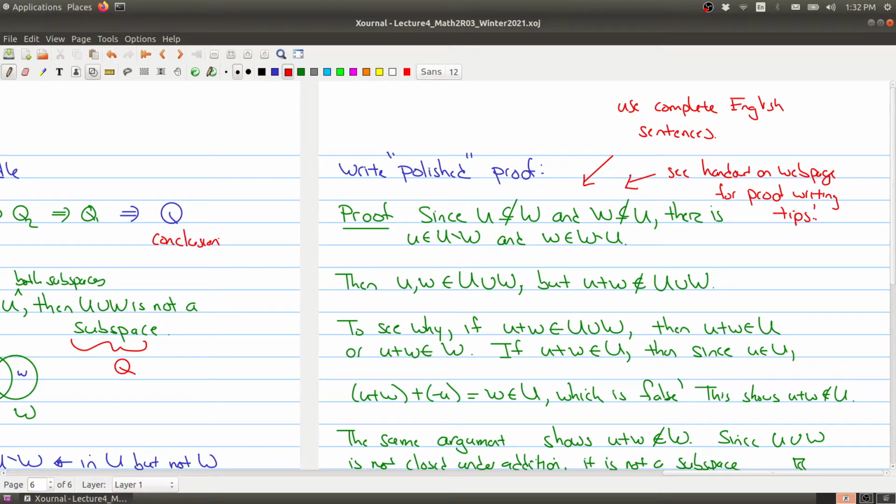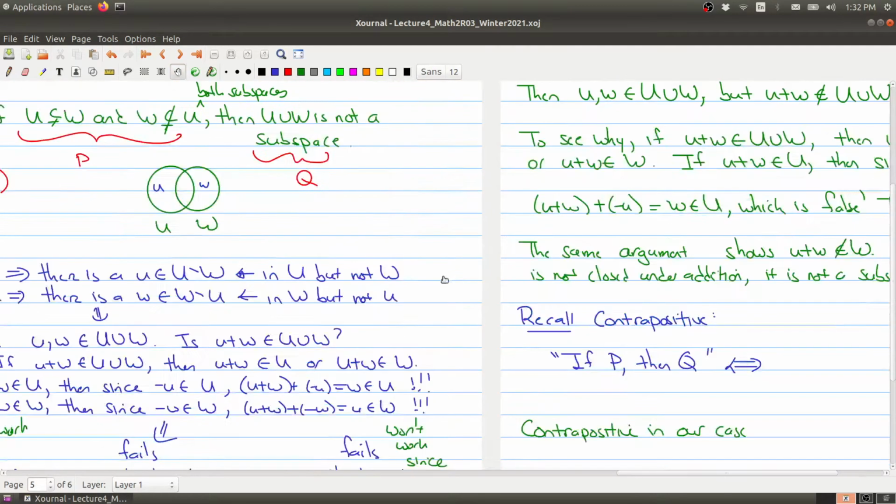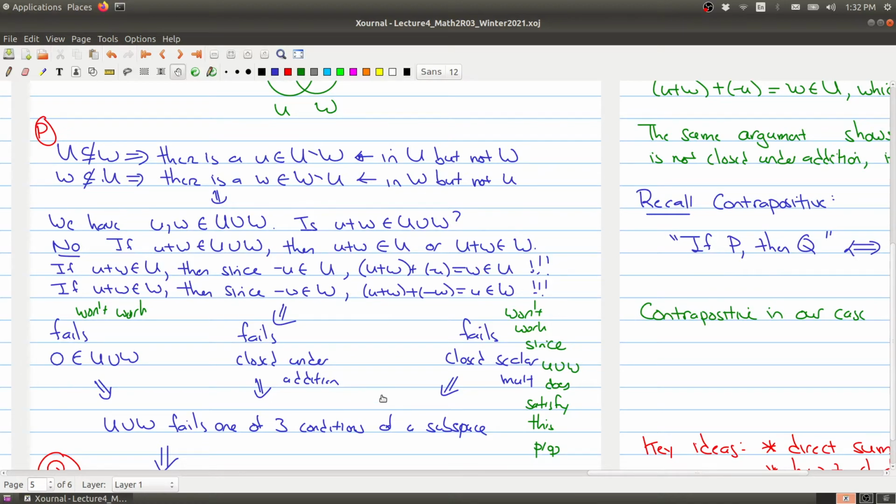Okay, so one of the things that you should never do is start a sentence with a mathematical symbol. You should actually use proper English words when you're starting your sentences. So use complete English sentences, use proper English grammar when you're writing out your sentences. Okay, so you're aiming for something that looks like this versus something that looks like this.